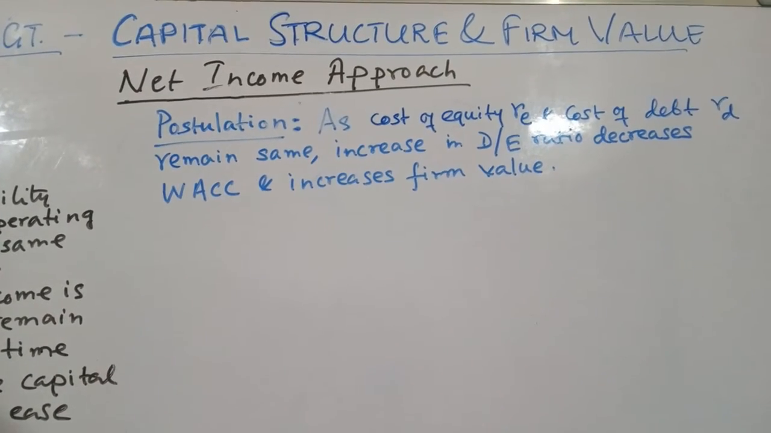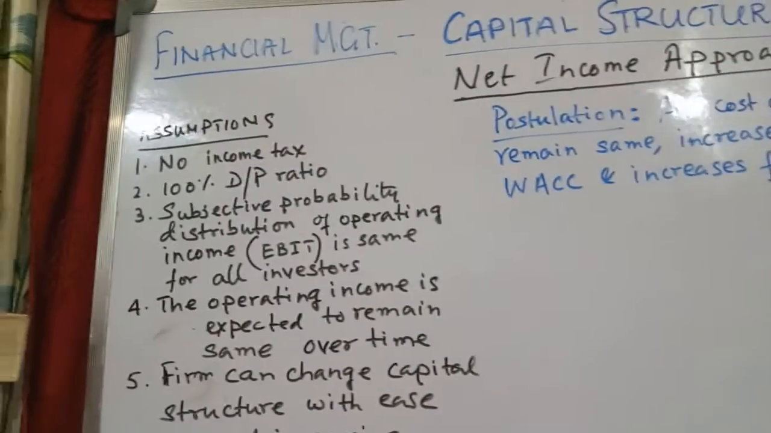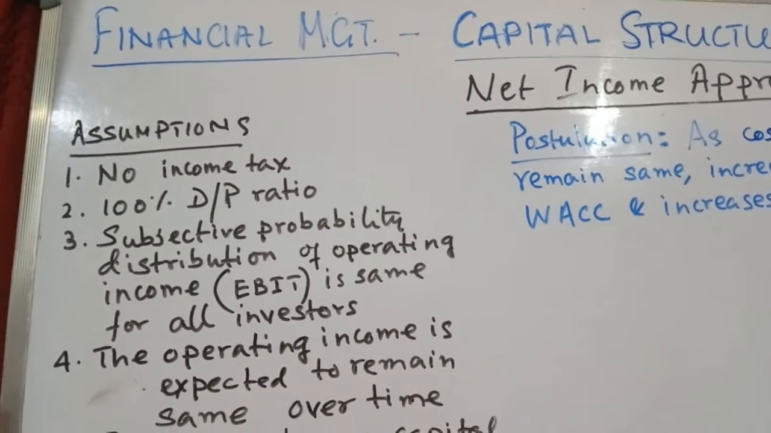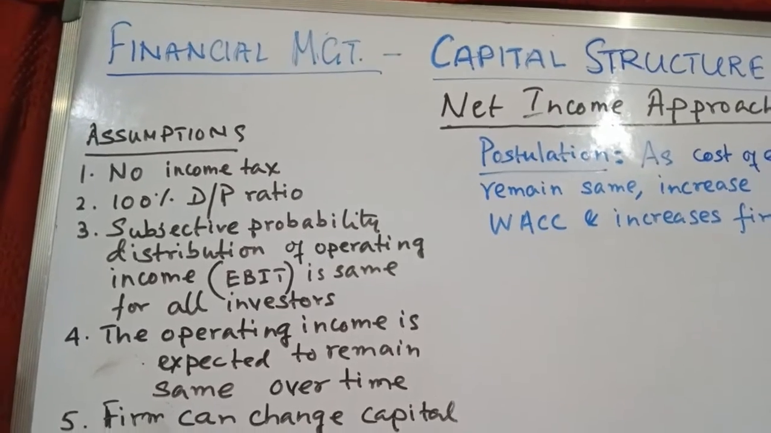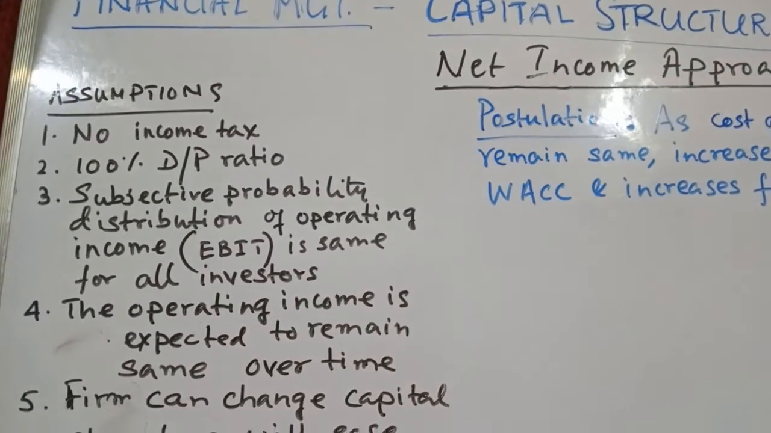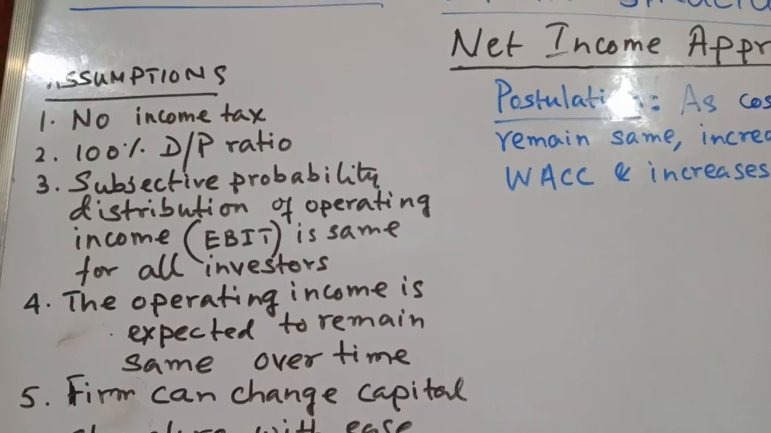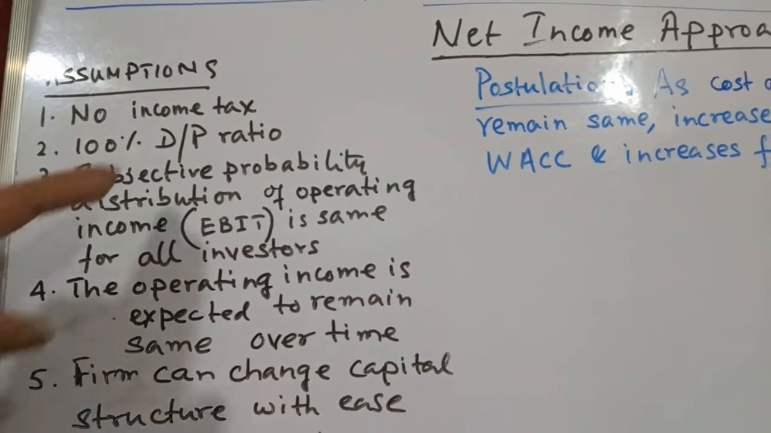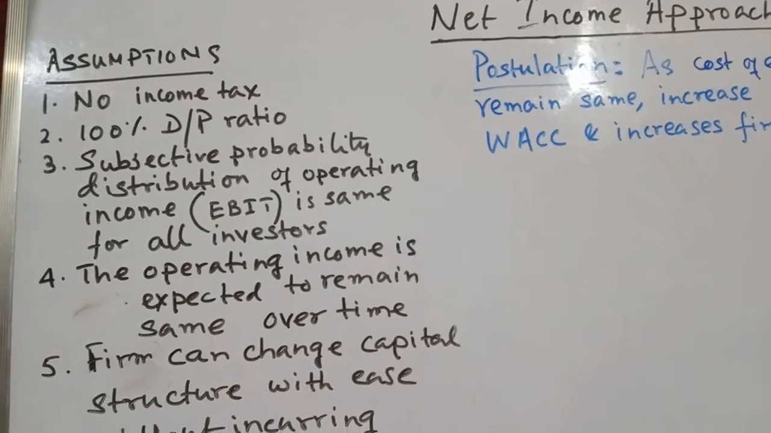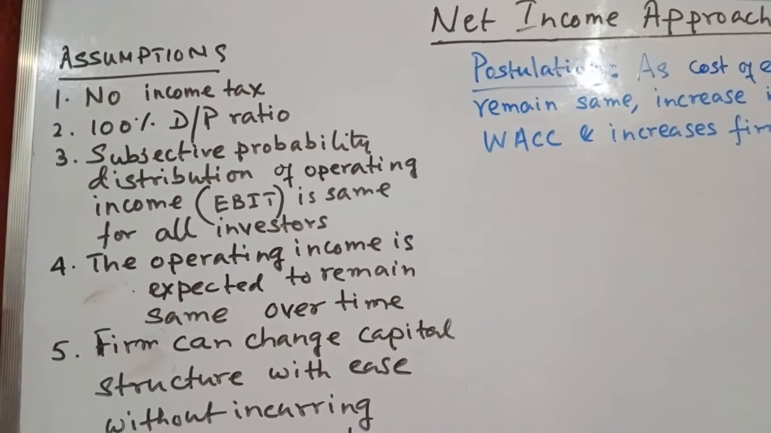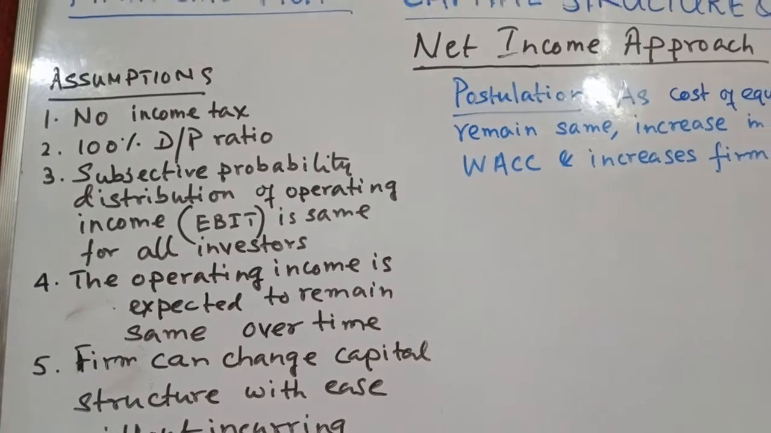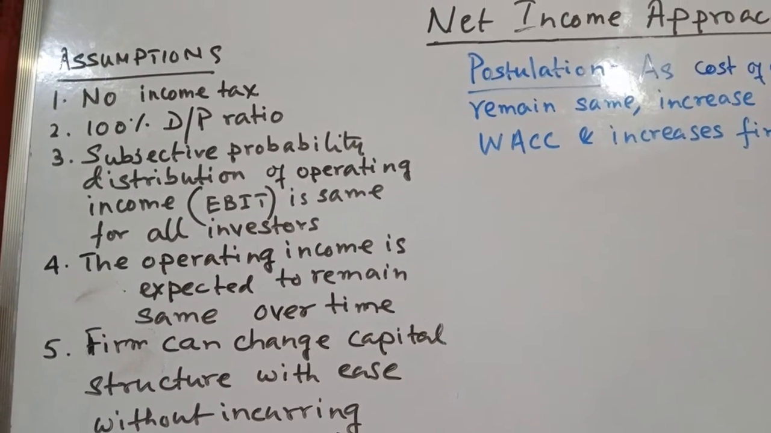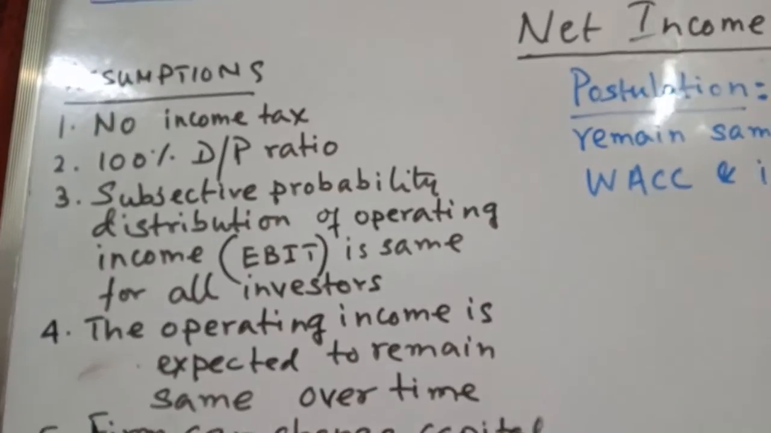Now this postulation is based on certain assumptions. What are the assumptions? Number one, no income tax. There is no corporate tax or personal income tax in the economy. Number two, 100% dividend payout ratio. DP ratio means dividend payout ratio. 100% DP ratio means the retention percentage is zero. The whole profit of the firm is distributed among the equity shareholders in the form of dividend.